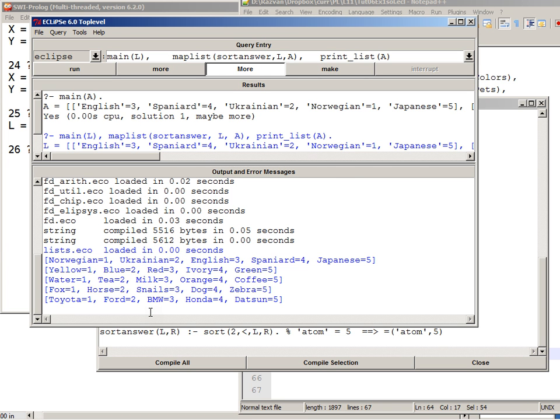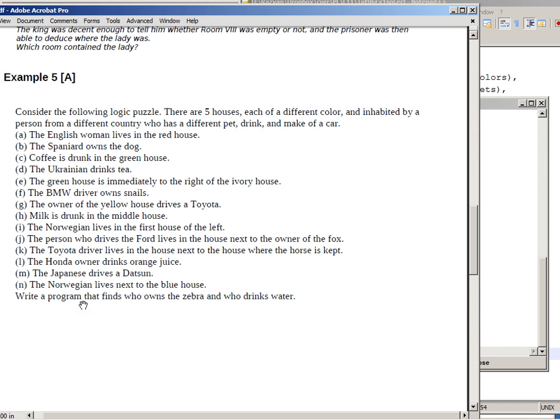It might be strange that if you read the puzzle carefully, it ends with this twist. It says write a program that finds out who owns the zebra and who drinks water, and you might be surprised because the zebra was not mentioned in the constraints. That's because you can derive by elimination who has the zebra. Only 4 animals have been mentioned, so you find one house that doesn't have an animal, and by elimination, that's the house that must contain the zebra. The same with the water: by elimination, you'll find a house where the water is being drunk.